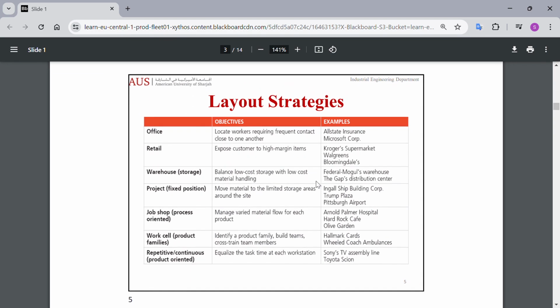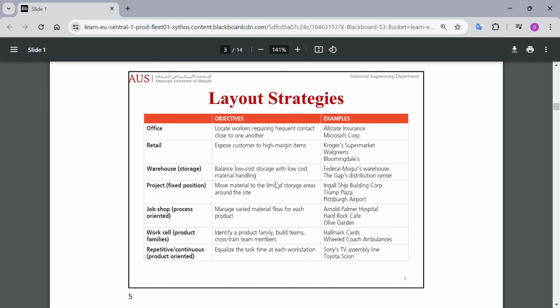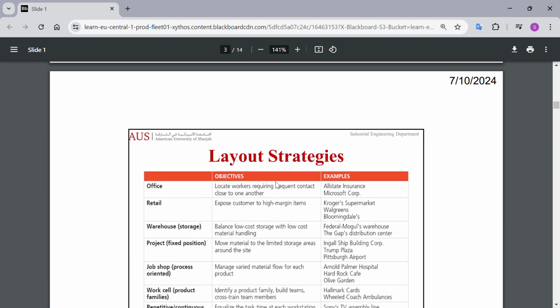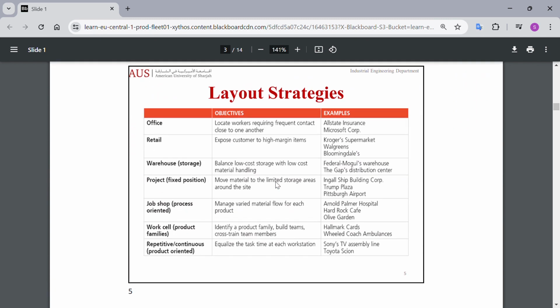And so we have the layout strategies. First we have the office, which locates workers requiring frequent contact close to one another. And as you can see, that's basically the layout strategies summarized here: retail, warehouse, project, job shop, work cell, and repetitive continuous product oriented layout. So we have around 7 layouts here that we can deal with.